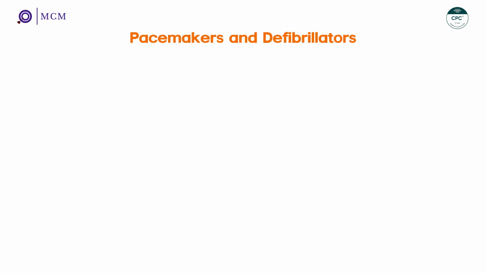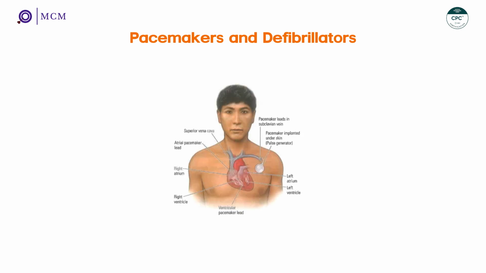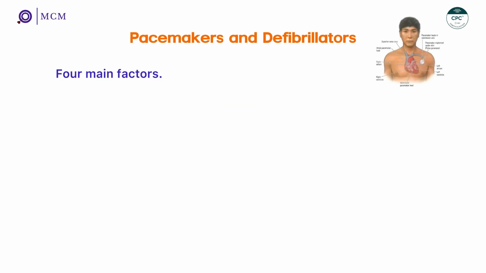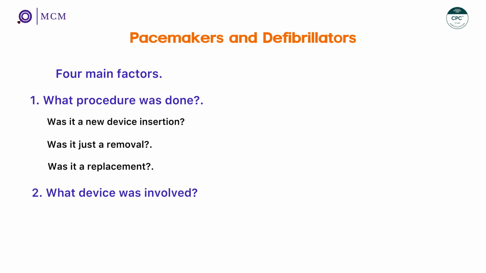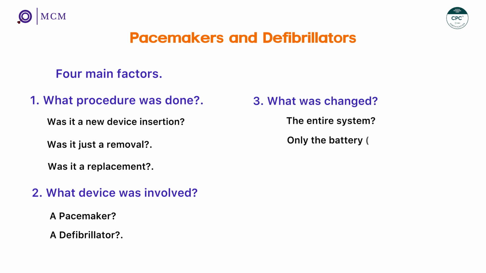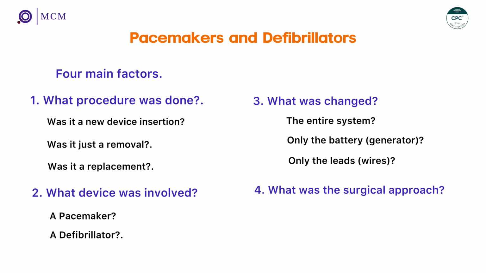Next topic, 3. Pacemakers and defibrillators. Know the procedure first. Pacemakers and defibrillators are used to regulate heart rhythm, but the coding depends on 4 main factors. 1. What procedure was done? Was it a new device insertion? Was it just a removal? Was it a replacement? 2. What device was involved? A pacemaker? A defibrillator? 3. What was changed? The entire system? Only the battery, generator? Only the leads, wires? 4. What was the surgical approach? Transvenous, through a vein. Epicardial, open surgery.